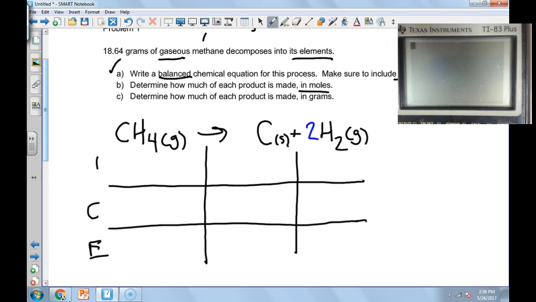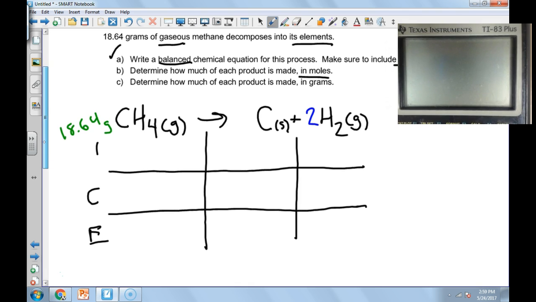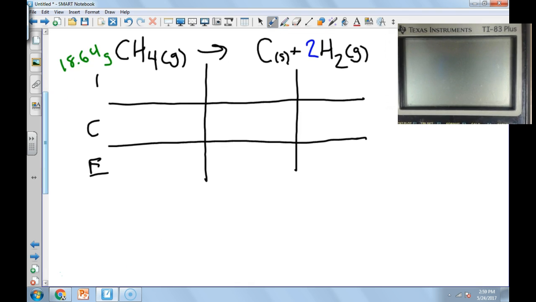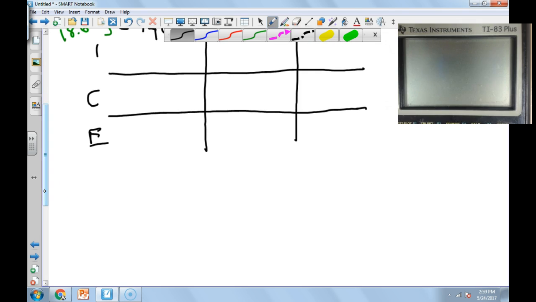Okay, so now off to the side here, I'm going to put 18.64 grams, because that's how much of this we're starting with. But in our ICE chart, we can only put moles. So the thing that we have to do, kind of rule number 1, is convert to moles. So to convert 18.64 to moles, we need the molar mass. So below the ICE chart, I'm going to get out my paper.